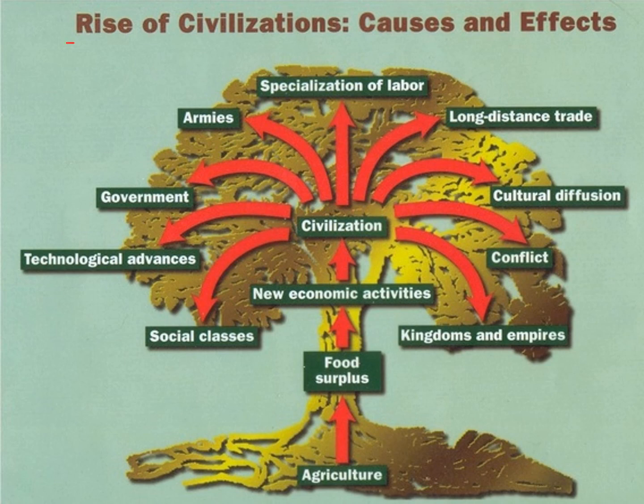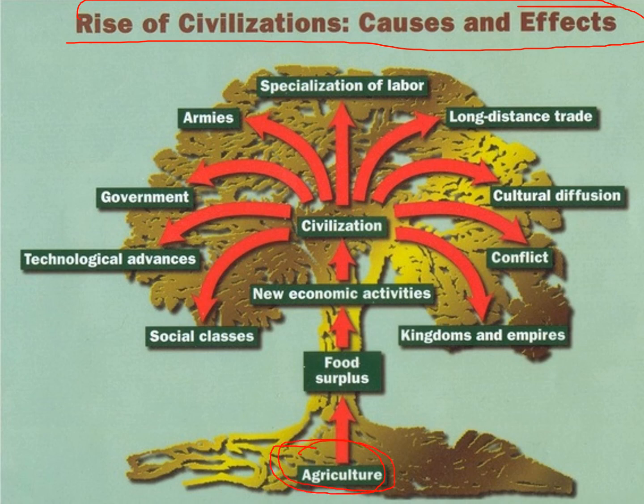So again, here's a great visual for this whole process. It all starts with agriculture. Humans learn how to farm. That is the turning point, the Neolithic Revolution. That allows you to have your food surpluses. Food surpluses allow your new economic activities, and then you have civilization with social classes, technology, organized government, actual armies instead of just people picking up a rock, specialization of labor, long distance trade, cultural diffusion, warfare as cities conquer cities and become empires, and the formation of true empires. But it all starts with the roots of the Neolithic Revolution.